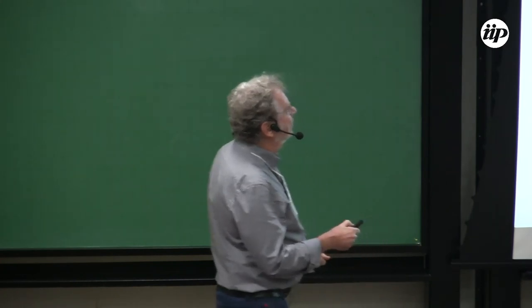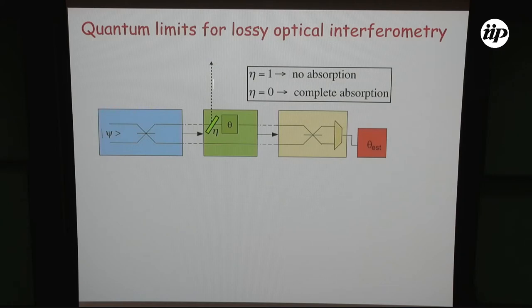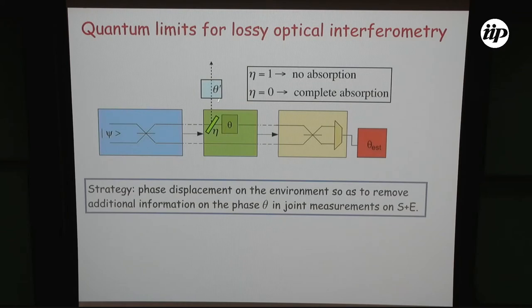So you get this environment now, which is associated with this photon flux. And now the idea is to put some refraction material here, which produces some phase displacement also in this branch of the environment. And we should choose theta prime so as to minimize the quantum Fisher information of the whole thing. Because you see, the whole thing is now unitary. It's a closed system. I'm measuring environment plus system, and I have some parameter here which I can change. So I have transformed this into a variational problem.